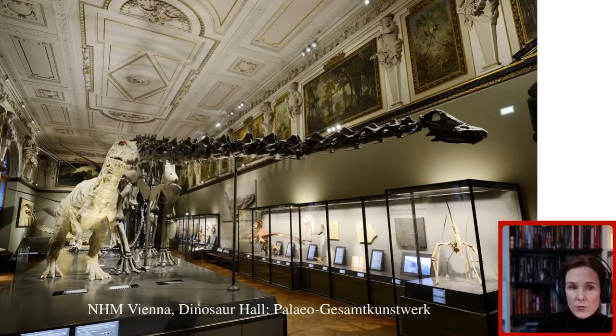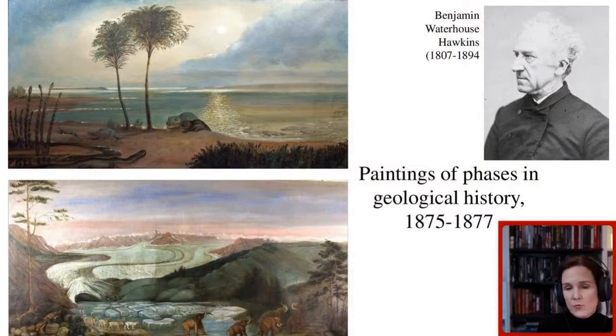When we try to find predecessors for this kind of design, we only find one earlier example in the USA, in Princeton University. The Victorian artist Benjamin Waterhouse Hawkins, who had created the famous life-size dinosaur models for the Crystal Palace in London in the 1850s, was commissioned in 1875 with 17 colorful paintings showing the phases in geological history and prehistory for a newly established geological museum in Nassau Hall.